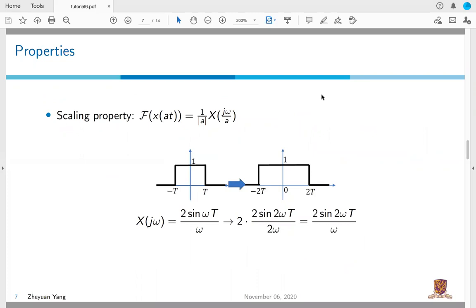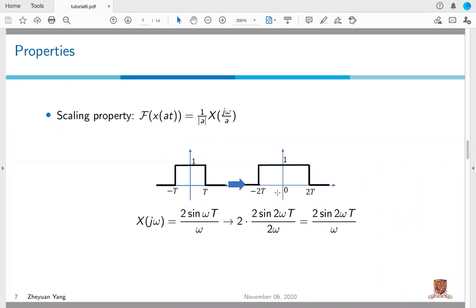The third property is the scaling property. The Fourier transform of x(At) is equal to 1 over the absolute value of A times the Fourier transform X(j omega divided by A). As we learned in the signal properties, if A is larger than 1, then we compress our signal. If A is greater than 0 but smaller than 1, we will stretch our signal. So from our original signal to the new signal, actually A is equal to a half.